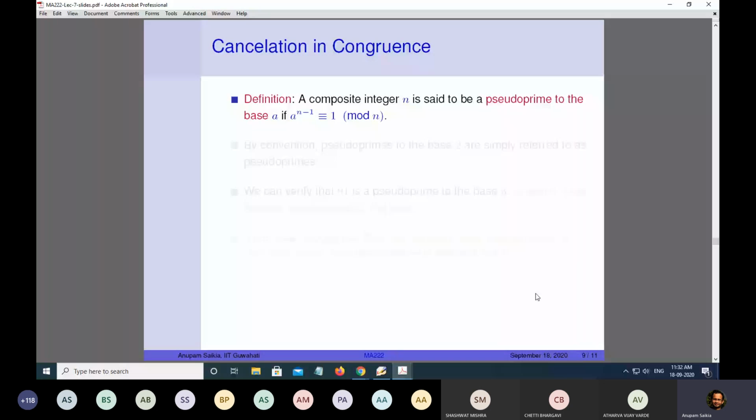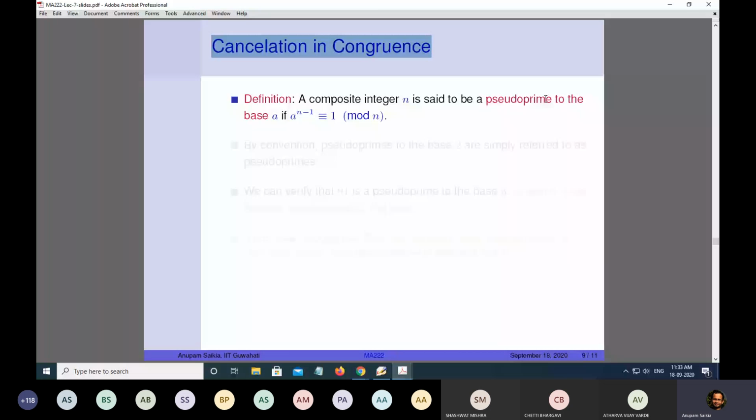A composite integer is called a pseudoprime to the base a if a to the power n minus 1 is congruent to 1 mod n. Okay, this heading is misleading, I got confused myself. What we are saying is pseudoprime to the base a. Earlier we talked about pseudoprime to the base 2. Now we are saying that if a to the power n minus 1 is congruent to 1 mod n, then n is a pseudoprime to the base a, that particular a.